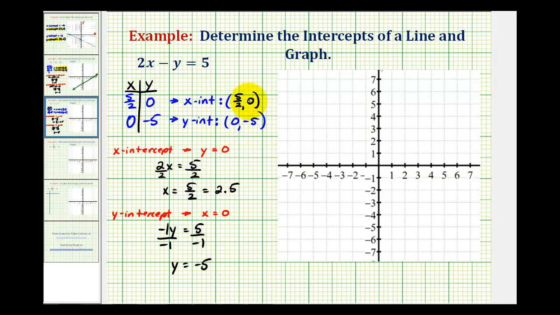So the x-intercept is 5 halves, 0, or 2.5, 0. So the x-intercept would be here. And then the y-intercept is the point 0, negative 5, or this point here. So our line passes through these 2 points. So it would look something like this.